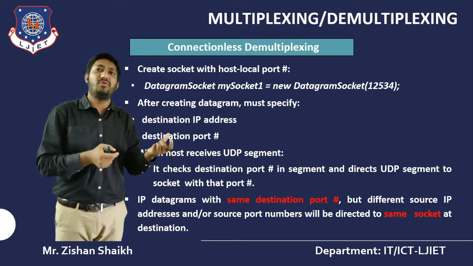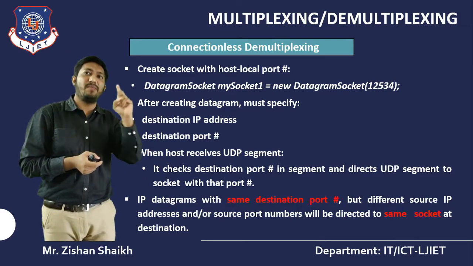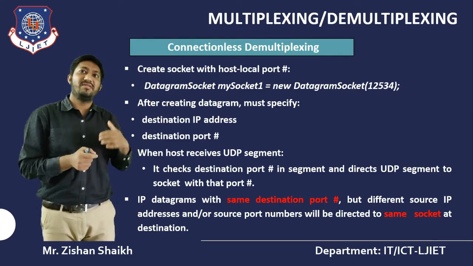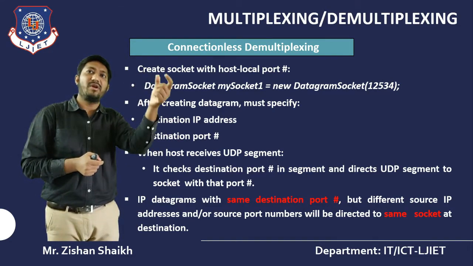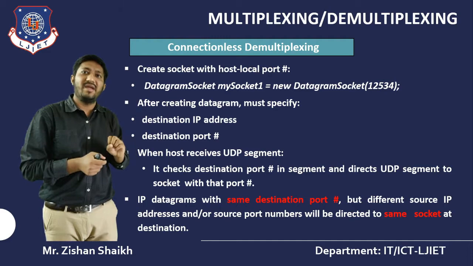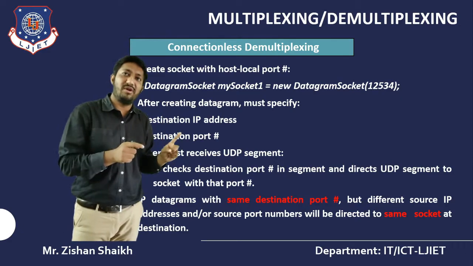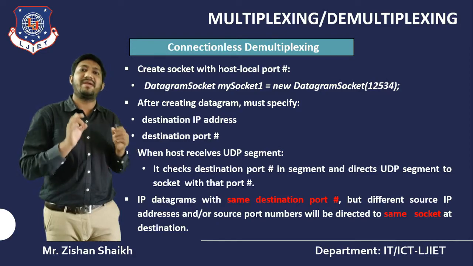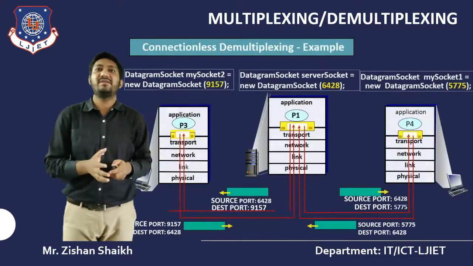When the host receives the UDP segment, it checks the destination port first, for which particular port the sender is sending the data, because at that time the receiver has multiple processes working. So it will check the port number. If that port number matches, then it will process it and deliver it. An IP datagram with the same destination port number but with a different source IP address or source port number will be redirected to the same process. So this is the basic idea of how connection-less demultiplexing works.